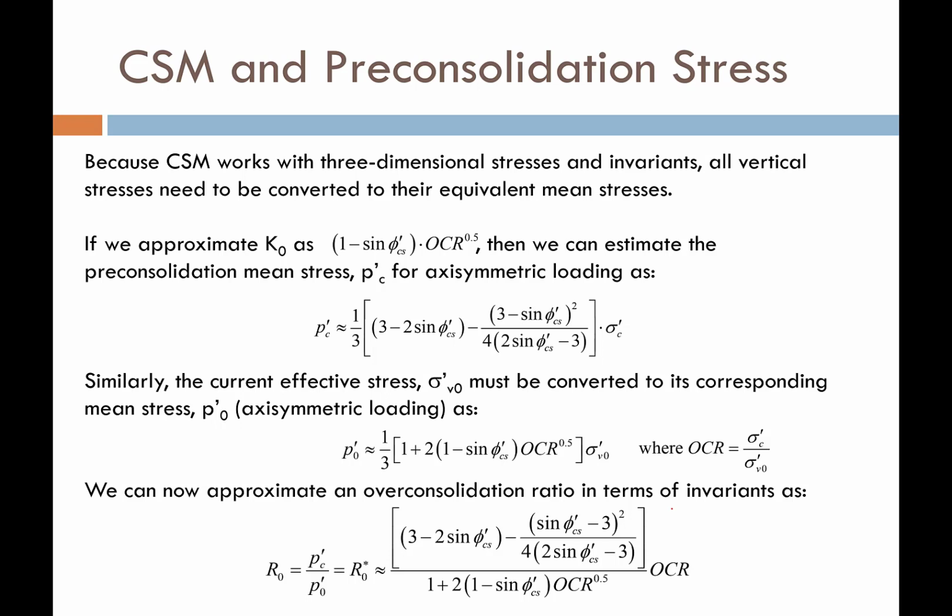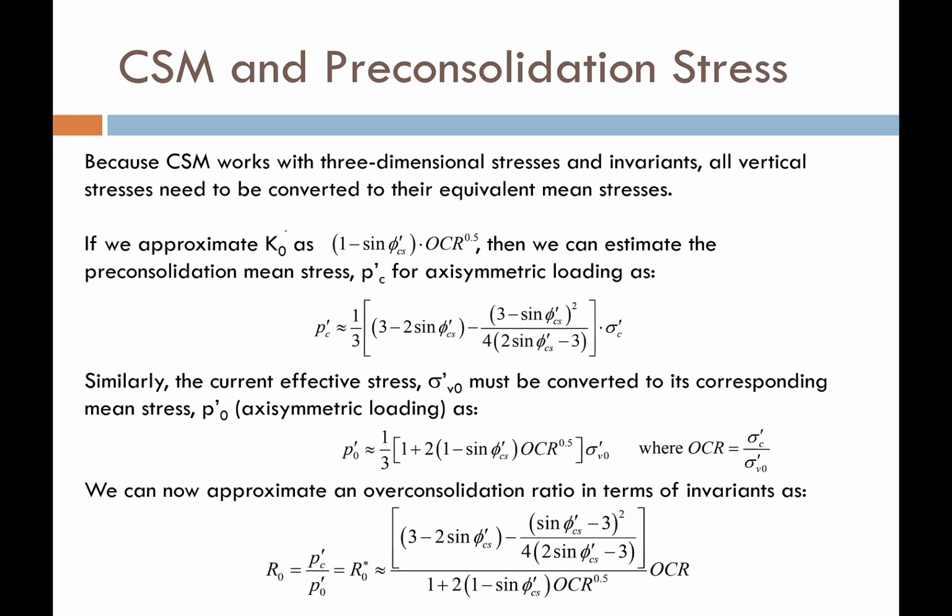Because the critical state model works with three-dimensional stresses and invariants P and Q, all of the vertical stresses need to be converted to three-dimensional mean stresses. So we're not dealing anymore, folks, with just vertical stress. We're dealing with mean stresses. So we have to calculate mean stresses from our vertical stresses. So here's how we're going to do that. First, let's look at our pre-consolidation stress.